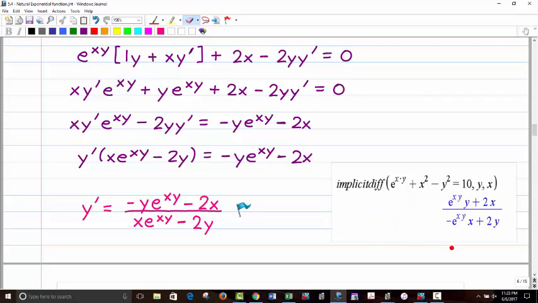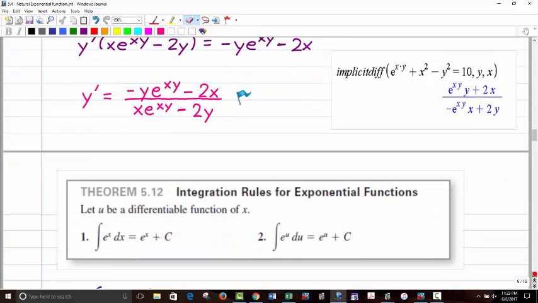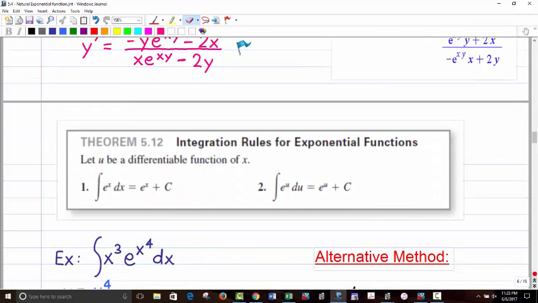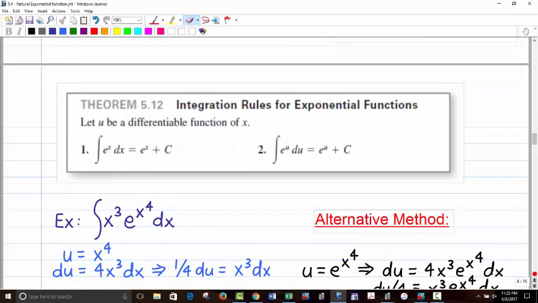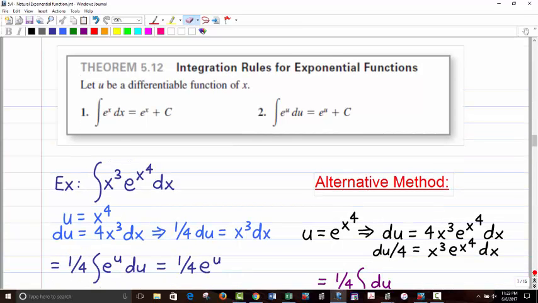All right, so integration rules for the natural exponential functions. Well, if the derivative of e to the x is e to the x, I think it makes sense then that the antiderivative of e to the x would be e to the x plus c. And then, of course, a lot of times we'll have e to the u, which will be e to the u plus c.